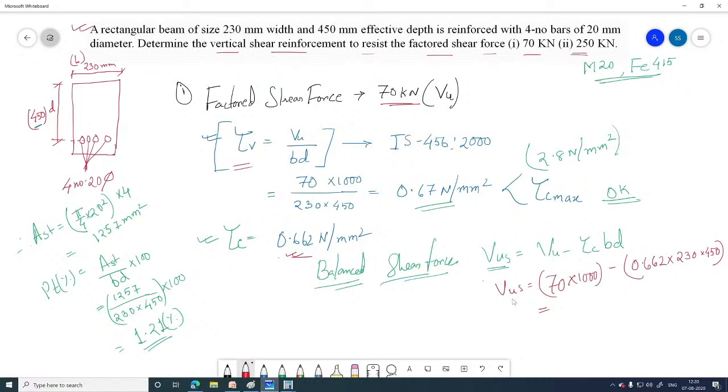That is 1.48 into 10 to the power 3 Newton. Rather you can say 1.48 kilonewton. Okay, so the value of VUS, that means the balance shear force that we have determined. Now what we need to do is, first I am removing this part.